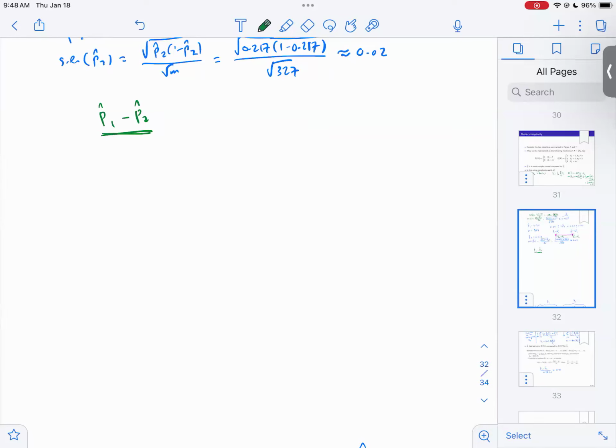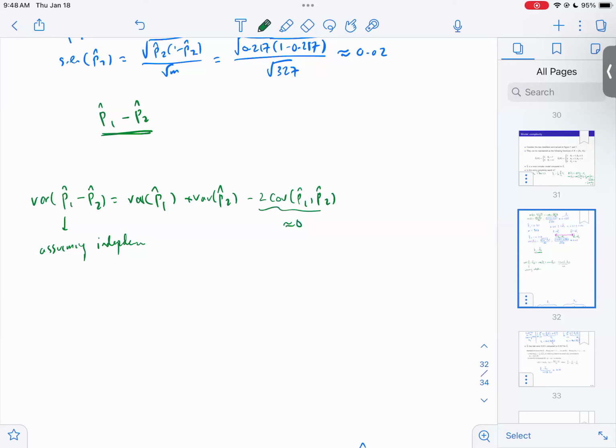that they're independent, based on different samples. The variance of p hat 1 minus p hat 2 would be, assuming independence, the variance of p hat 1 plus the variance of p hat 2. Really, there's a term here, minus 2 covariance of p hat 1 and p hat 2. I really don't know what this is, but we're pretending that this is 0, exactly 0 or approximately 0.